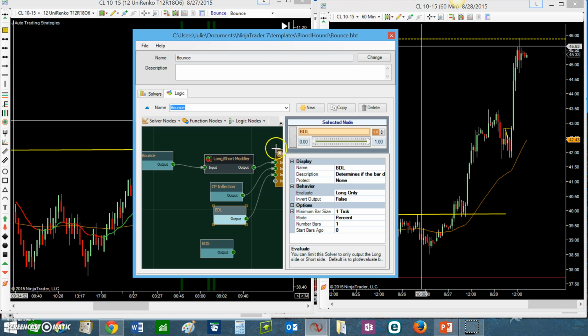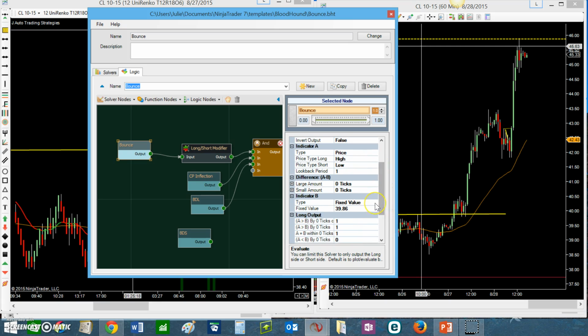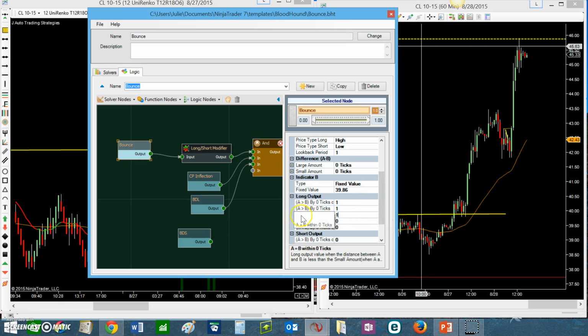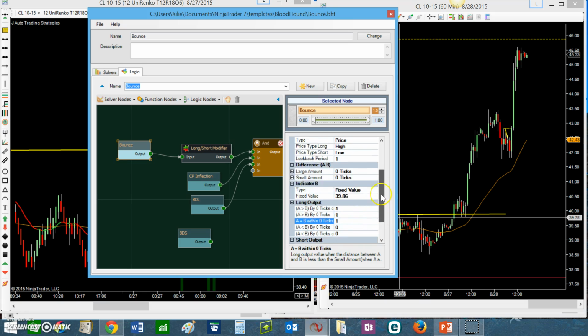It's very fast and simple to set up a solver. It is a comparison solver. You're comparing the high and low price to a fixed value, and you type your level in. That's all there is to it. And the trick is to have A equal B equals 0. So that means you want price to hit that level within 0 ticks. So you want that level hit.